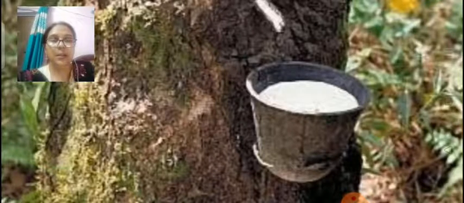Latex is harvested from the trees by slitting the bark and allowing the milky latex to seep out for collection, a process similar to that used to tap maple trees for sap. After the tapping, chemicals are added to keep the latex from stiffening up.